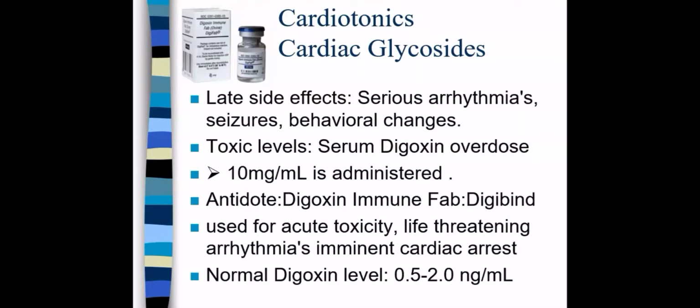A normal digoxin level is 0.5 to 2.0 nanograms per milliliter. You don't have to remember that, but I do want you to understand that we do monitor people's levels when they take digoxin, and there is an antidote for it, called Digoxin Immune Fab, otherwise known as Digibind.